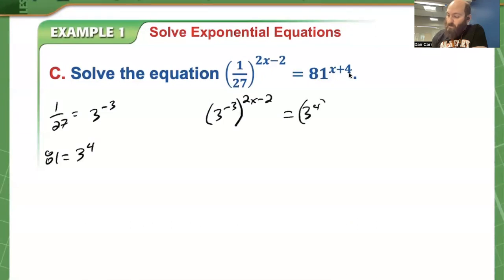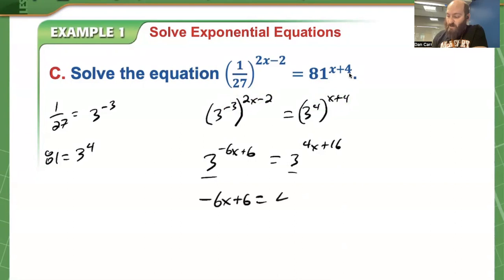81 will be 3 to the 4th raised to the x plus 4 power. Just like before, we are going to multiply these exponents together. So I'm going to distribute here, and I'm going to multiply these together by distributing the 4. So 3 raised to the -6x plus 6 equals 3 raised to the 4x plus 16. Bases are the same. They're both base 3, so that means -6x plus 6 equals 4x plus 16.